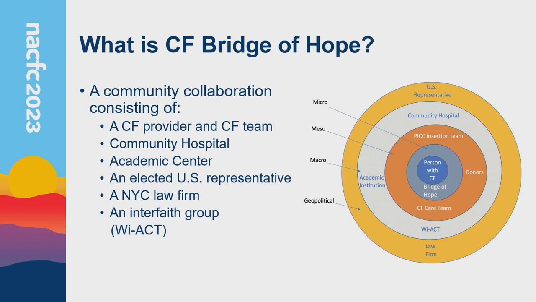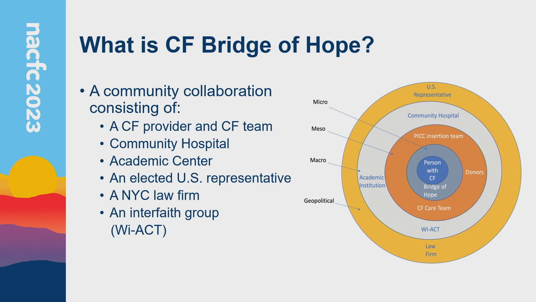So let me define the job of each community group. The CF provider and the CF team and the communication advisor provide pro bono services for the patient and the family. The community hospital gives us prorated fees for the patient and the family. The US representative, either the senator or the congressman, usually writes letters on behalf of the patient or us. When the patients apply for a visa from certain countries, it's hard to obtain a US visa. So they try to help us with that.